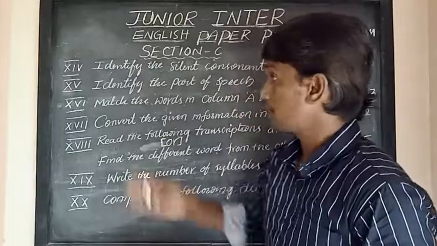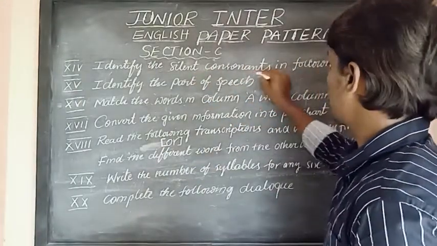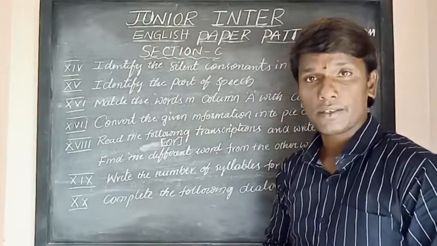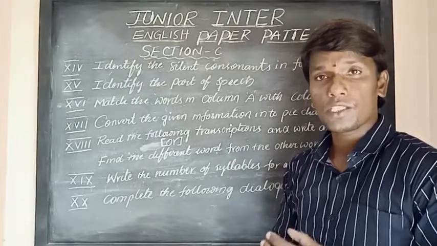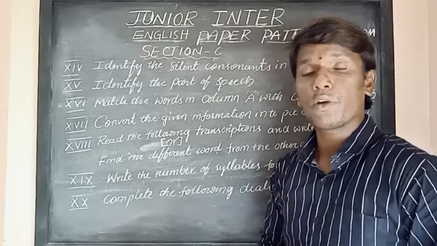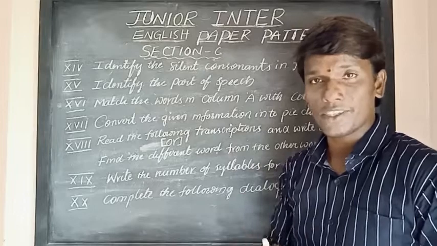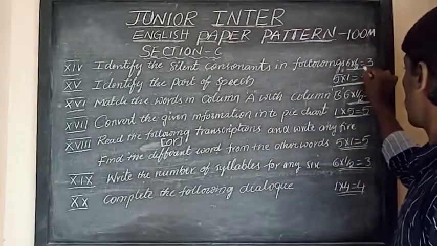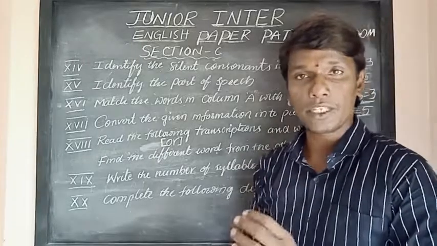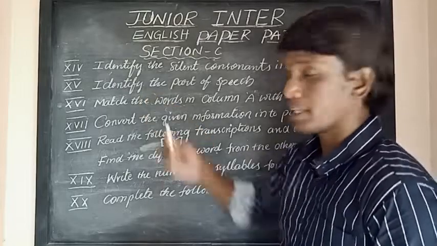Now let's move on to the 14th Roman, that is identify the silent consonants in the following. So you are given 6 words. Each word has a silent consonant, so you need to identify that silent consonant. For 3 marks, that is 6 into half, which is equal to 3 marks. That means silent letters. So you need to identify silent letters from the given 6 words. So that is the 14th question.